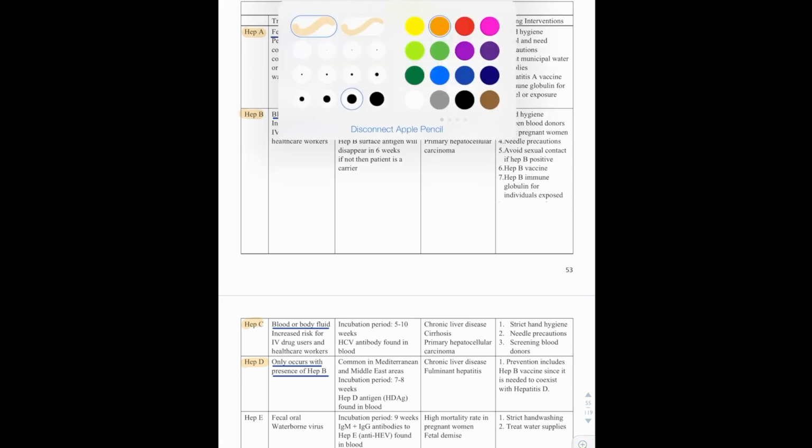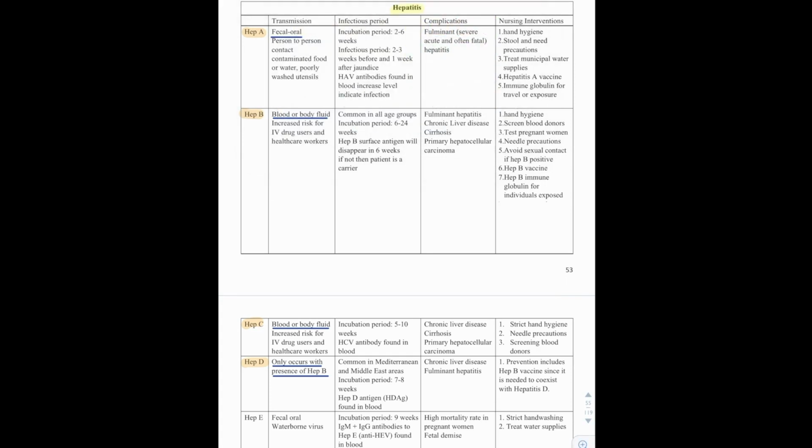And then hepatitis E is a fecal and waterborne virus. The incubation period is 9 weeks. We'll see IgM and IgG antibodies to the hepatitis E virus found in the blood. Complications: there's a high mortality rate in pregnant women and fetal demise. And nursing interventions are strict hand hygiene and treating water supplies.